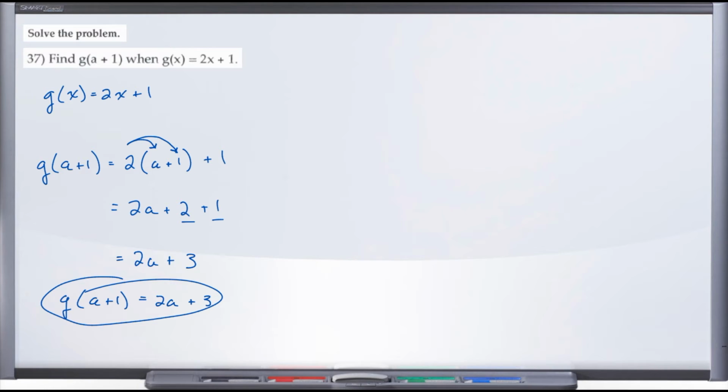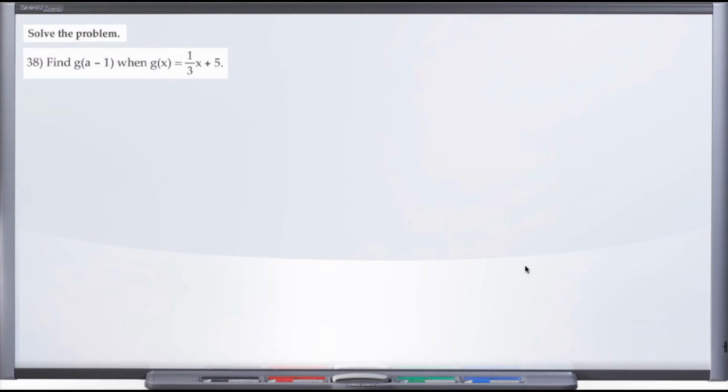All right, so let's go ahead and take a look at the next question, number 38, because it's very similar. So again, we're told find g of a minus 1 when g of x equals 1/3 x plus 5. So we have g of x and told g of x equals 1/3 x plus 5. And now we want to find g of a minus 1.